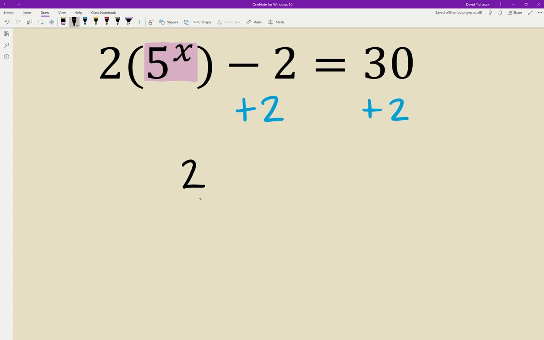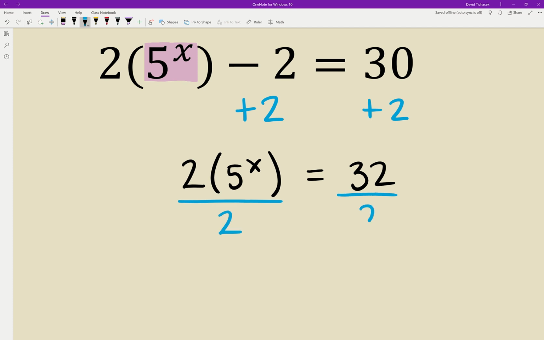It's going to give us 2 times the exponential is equal to 32. And then after that, we're going to get rid of that 2 times in front by simply dividing both sides by 2. And then we end up with this. The exponential, 5 to the x power, is equal to 32 divided by 2, which of course makes 16.